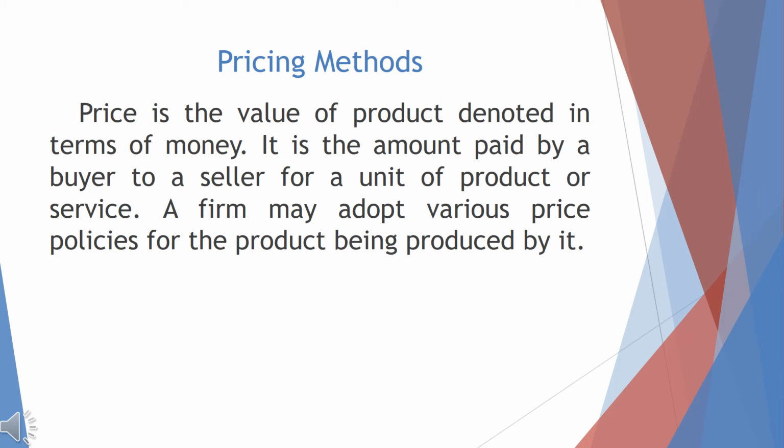Pricing methods. Price is the value of a product denoted in terms of money. It is the amount paid by a buyer to a seller for a unit of product or service. A firm may adopt various price policies for the product being produced by it. But the traditional method is fixing the price on the basis of demand and supply, the pure economic formula of marginal revenue equal to marginal cost.